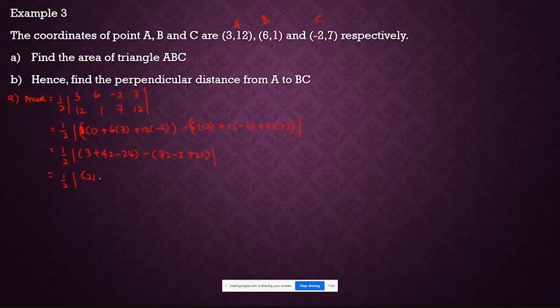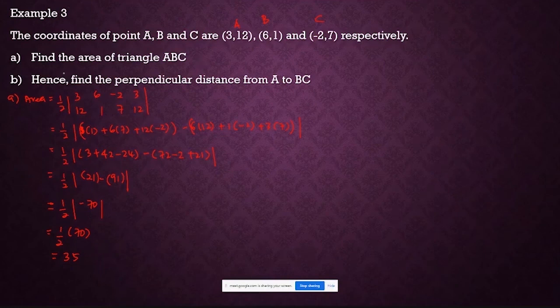Okay, then minus 72 minus 2, that is minus 70, plus 21, so 91. So 1 over 2 of 21 minus 91, negative 70. So for the modulus, negative 70 becomes positive. So you have 35. 35 units square. Find the area. So this is the value of the area of triangle ABC.